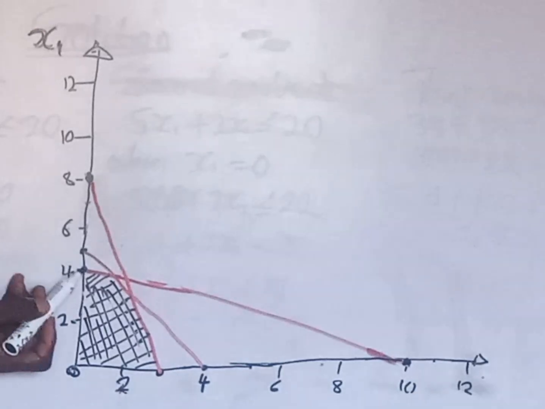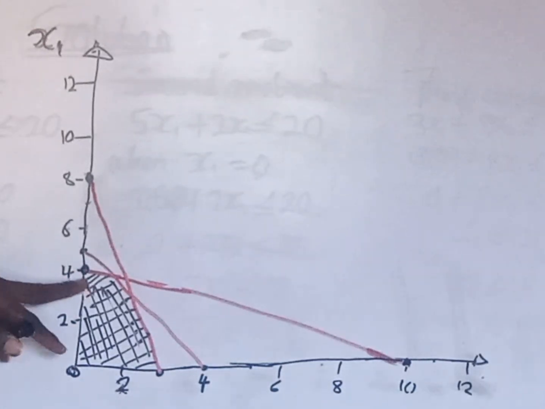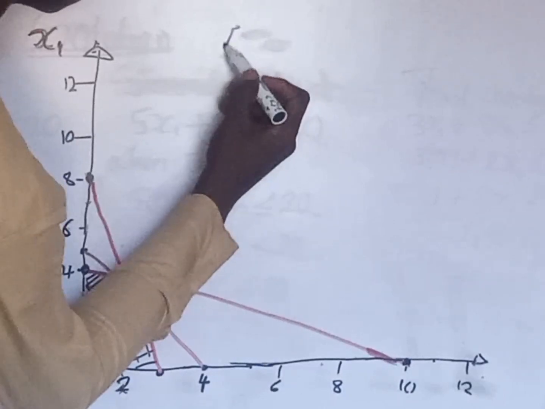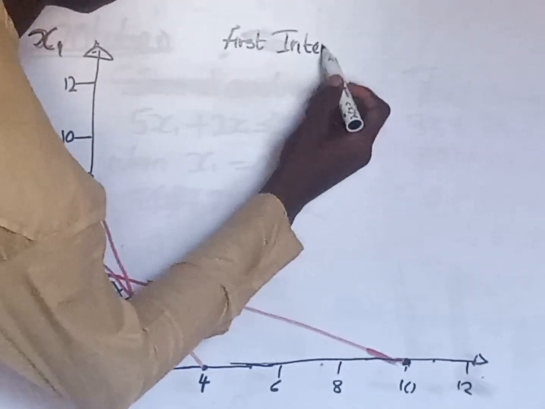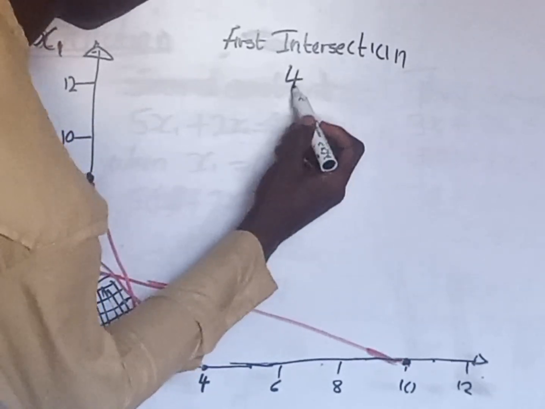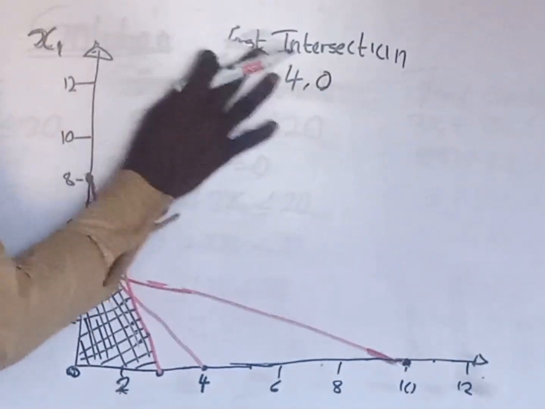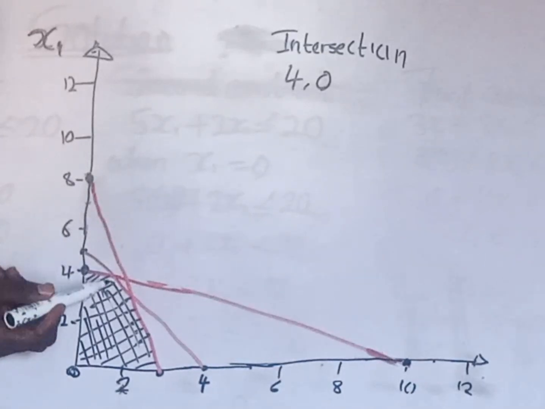Now we have the point of intersection here, which is what? At this particular point, we realize that this is point 4, 0. So I'm going to write it out. First intersection: 4, 0. Let's just put only intersection. Now, if you proceed, you will realize that another one is here.